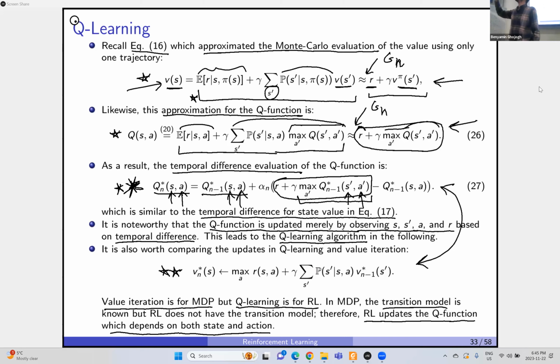Yeah, but which probability? For the state transition. Yes, exactly. Thank you. So in the Markov decision process, we know the transition model from one state to another state, right? But in reinforcement learning, we don't necessarily have it, and this is a more realistic scenario, right? So value iteration and policy iteration were used for Markov decision process. Q learning and this temporal difference of Q is used in reinforcement learning.